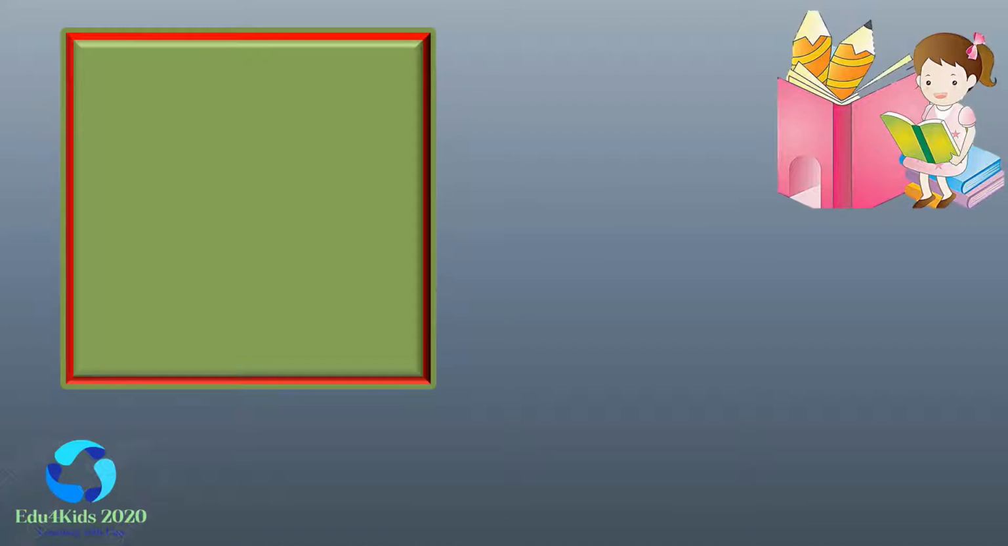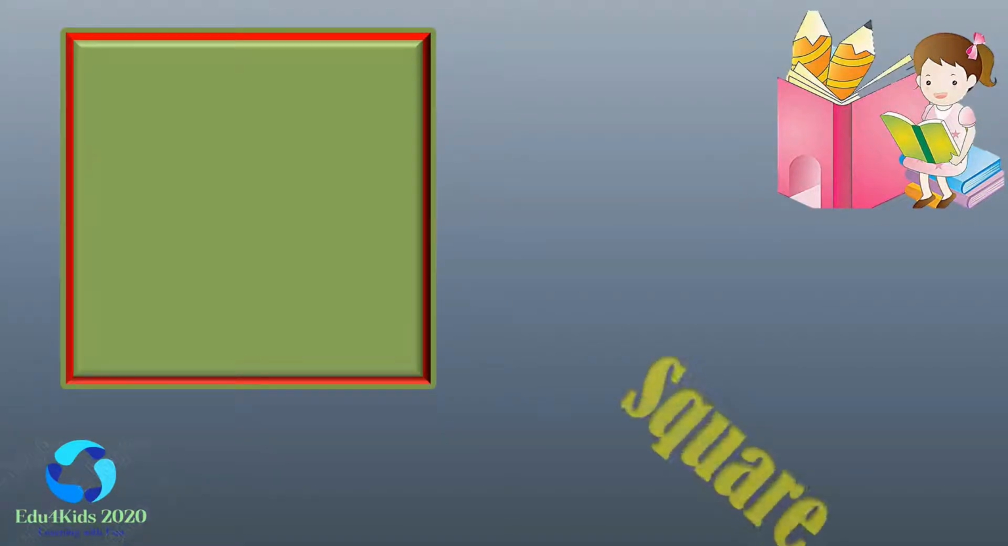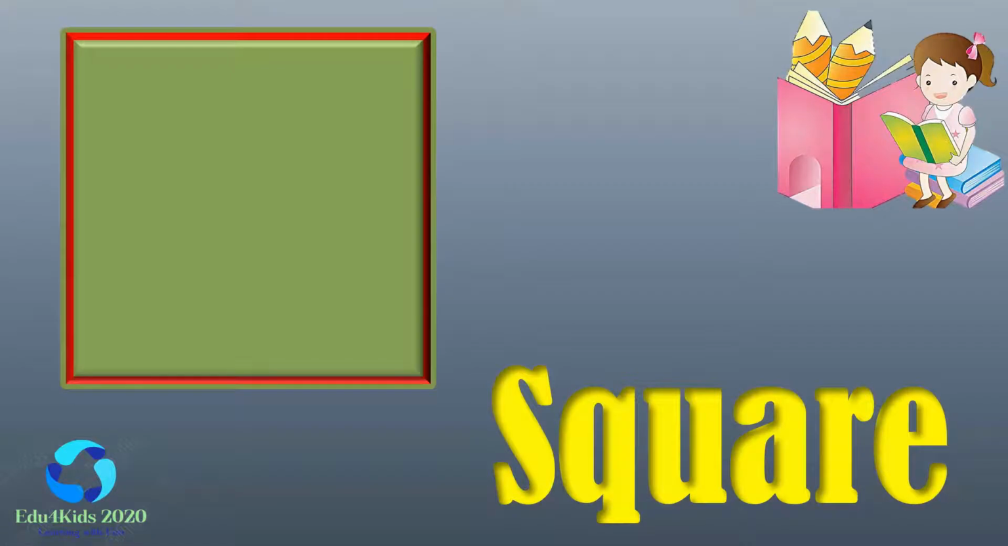This shape is called square. In square, all the sides are equal. So this one, and this one. All the sides are equal to each other. So let's move to the next shape.